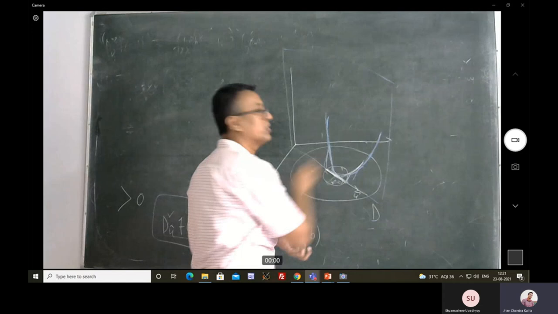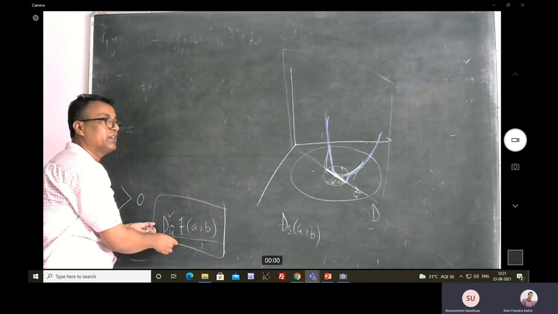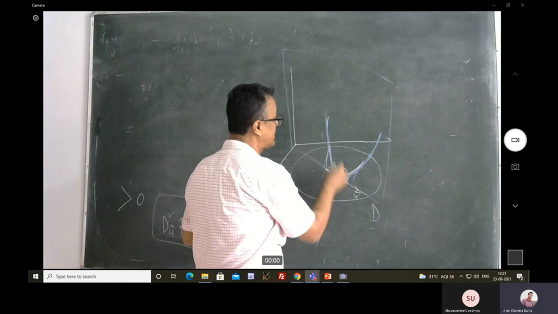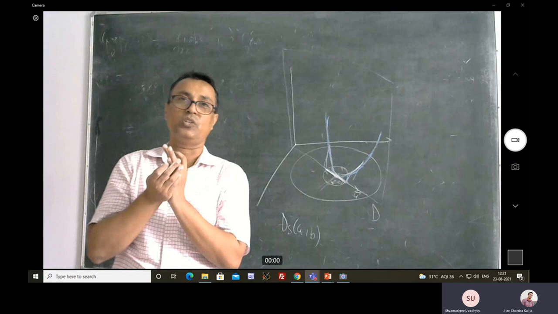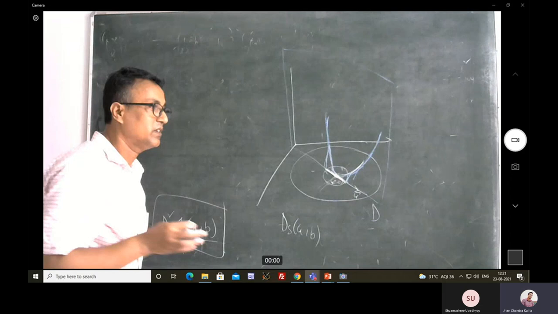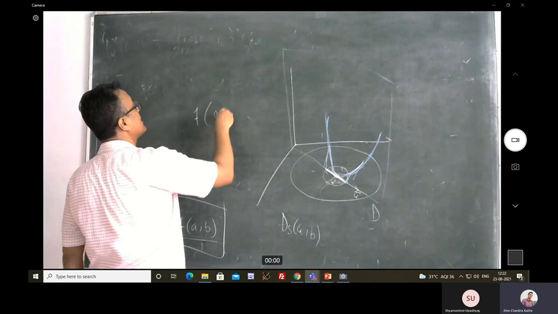Because the directional derivative is positive. Now you consider any arbitrary direction through that point ab. For all of them, I am going to arrive at the same conclusion. That is why the function f has a minimum at the point ab. So that will conclude the proof.